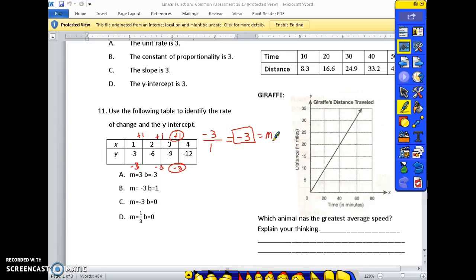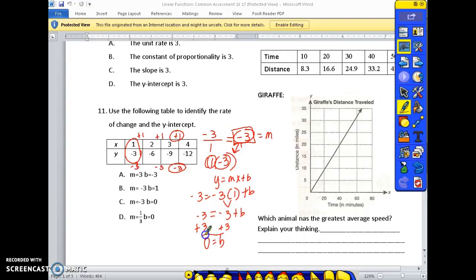To find the y-intercept, look to see if x gives you 0. It does not. So I'm going to pick an ordered pair, and I'm going to plug both of these numbers into y equals mx plus b. Y is negative 3. M is negative 3. X is 1. All I did was take these numbers and plug them in. Negative 3 times 1 is negative 3. I bring everything else down. To get b by itself, do the opposite of negative 3, which is positive 3. Negative 3 plus 3 is 0. So my y-intercept is 0, and my slope is negative 3. That is going to be C.